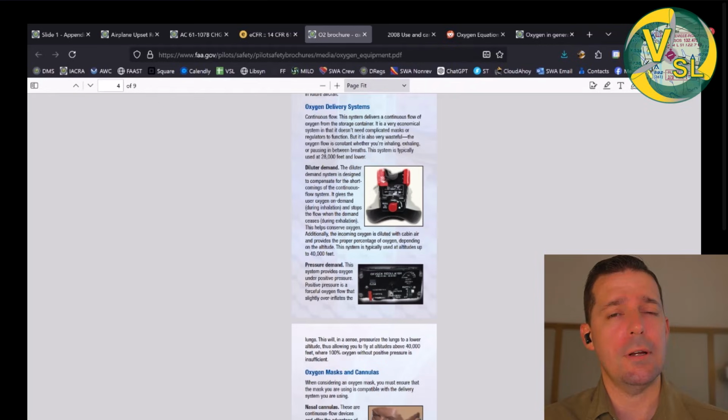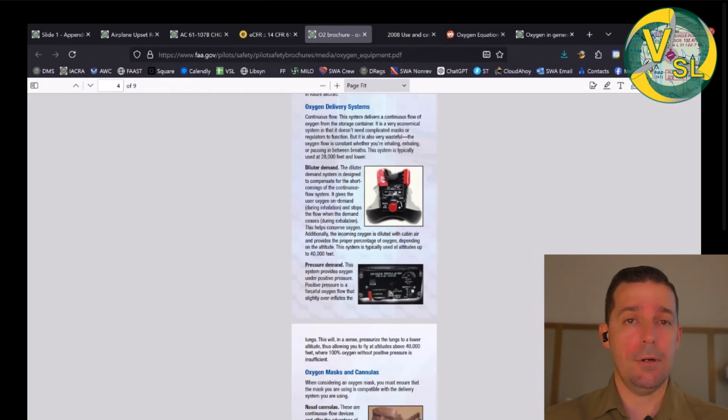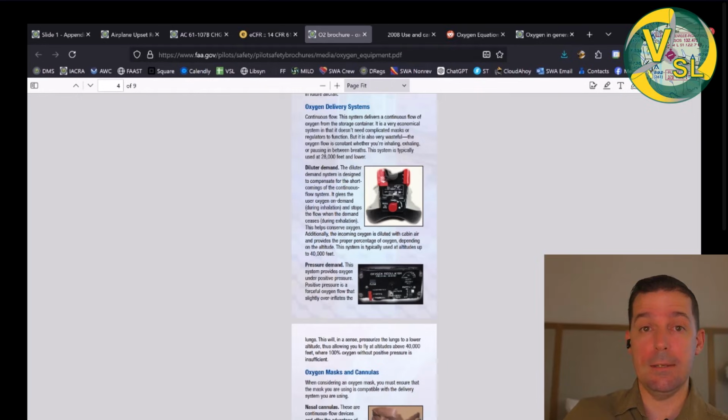Now the King Air is pressurized, so most of the time you don't need oxygen, right? Because the cabin's pressurized to generally about a 7,000, 8,000 foot atmosphere when you're cruising. So you don't need supplemental oxygen, but you need to have it as an emergency backup, right? So if we have a rapid decompression, you need to be able to activate that system.